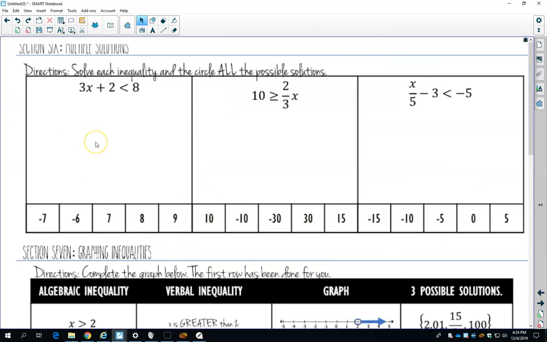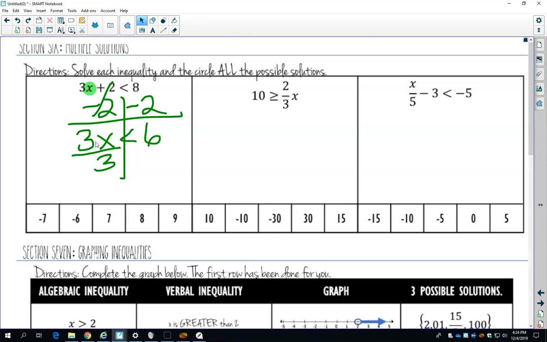Next problem we're going to solve, and we're also going to pick possible solutions. So let's go ahead and get started. Put our line down the middle. We're going to subtract 2 from both sides. So 3x is less than 6. Divide both sides by 3, and x is less than 2. If x is less than 2, then the possible solutions would only be negative 7 and negative 6, because all of the other numbers are greater than 2.